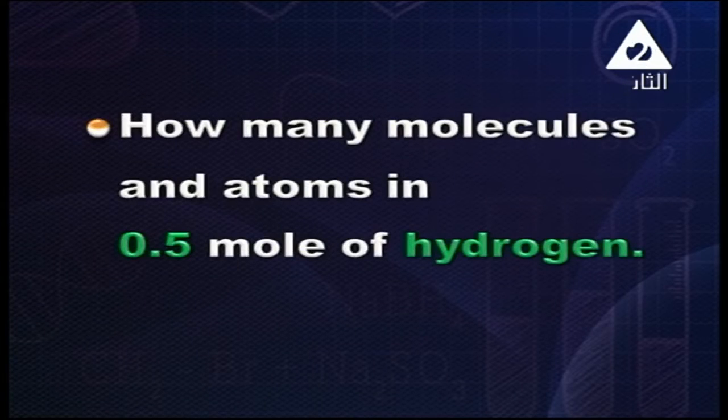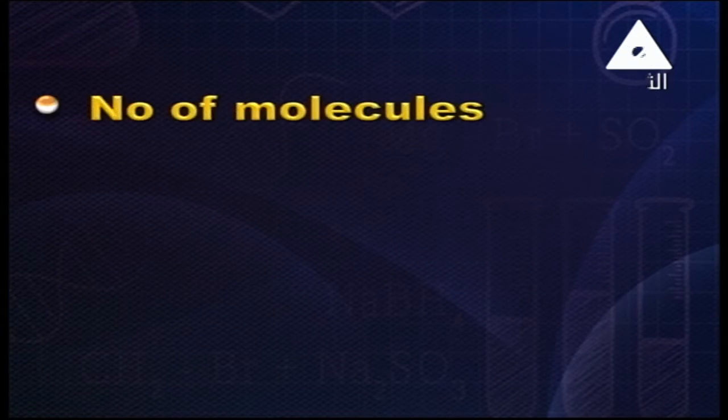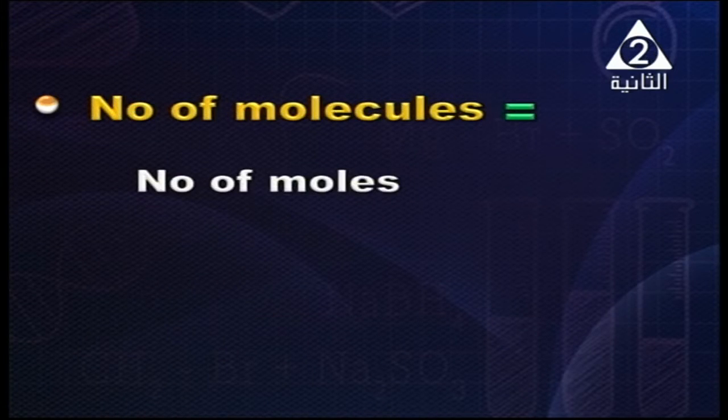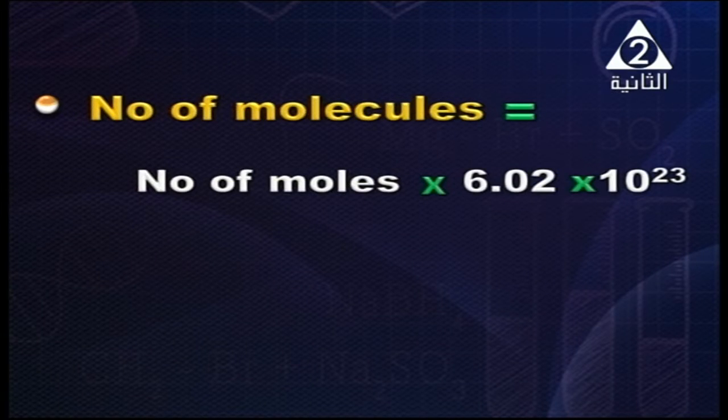What about the other problem when I say how many molecules? Oh, it's different. How many molecules and atoms in 0.5 mole of hydrogen? Why is it different? Because I say molecule or atom. Molecule or atom here, I fly to Avogadro's number. Number of the molecules for this case equals what? Number of the moles by, good, 6.02 by 10 power 23.